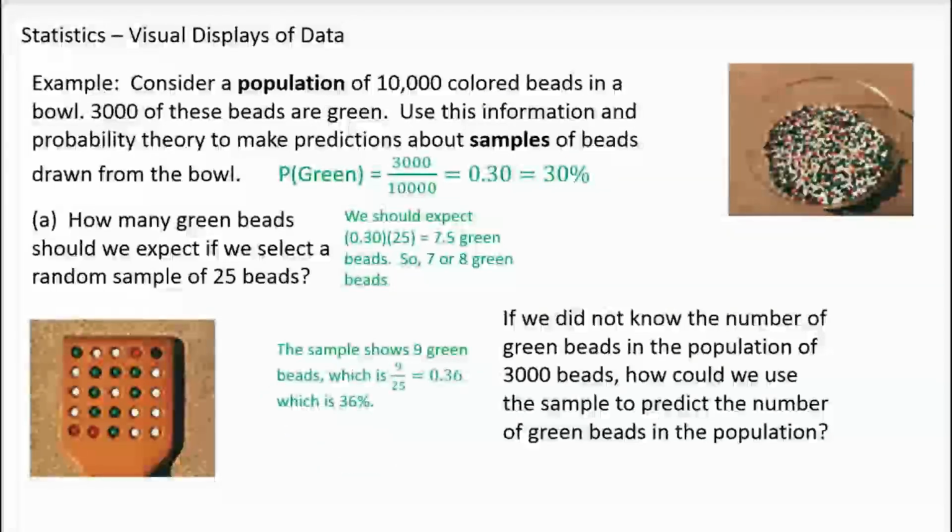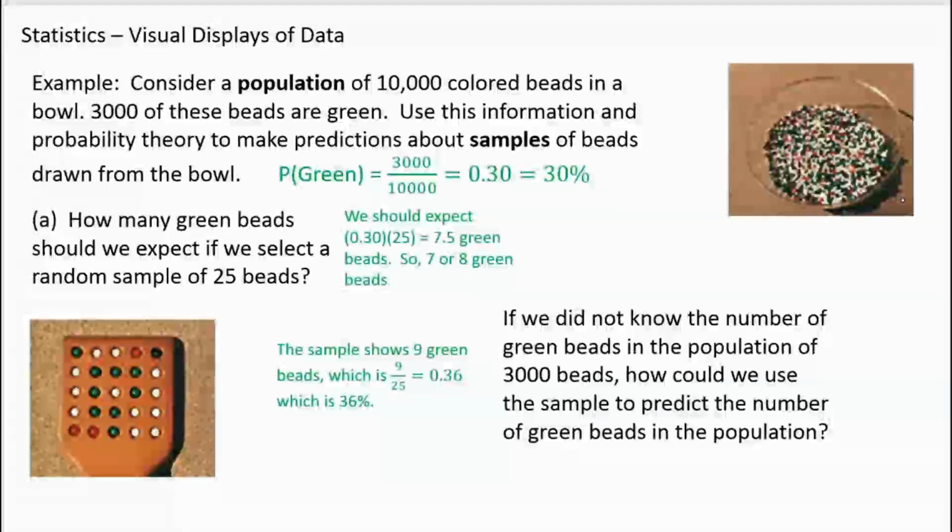Now, if we did not know the number of green beads in the population of 10,000 beads, how could we use the sample to predict the number of green beads in the population? So this is backwards. What if we have the sample, but we didn't actually have the count of the 10,000? So this is more like a population, and you're polling a group of people to get the ideas of the mass of people. So we're working backwards.